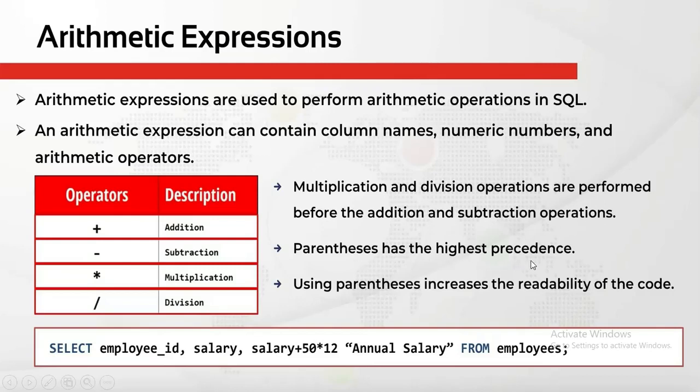Parenthesis has the highest precedence. Using parenthesis increases the readability of the code. So these are some key points, you must remember these key points. Below is one query: select employee ID, salary, comma, salary plus 50 into 12 as, this is called an alias, as annual salary. Whether you mention as or you don't mention as, there is no difference. This is considered an alias, from employees. This is one simple query.